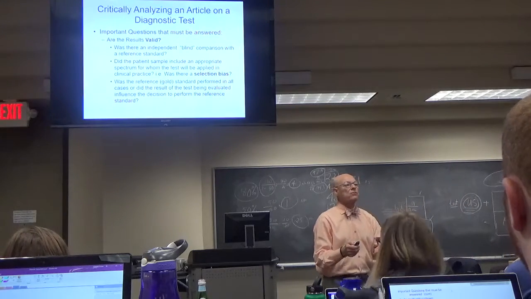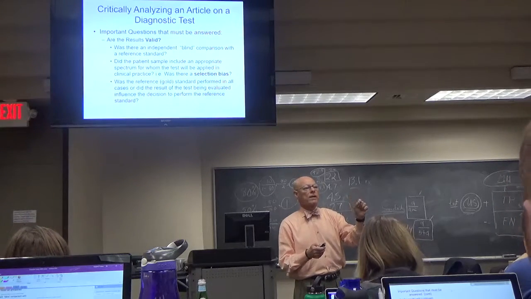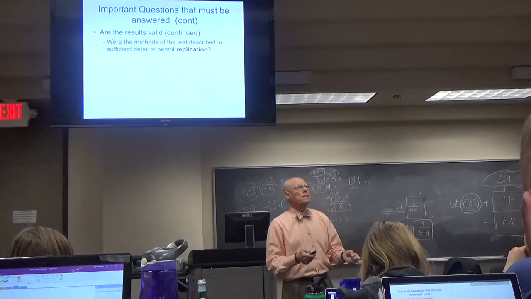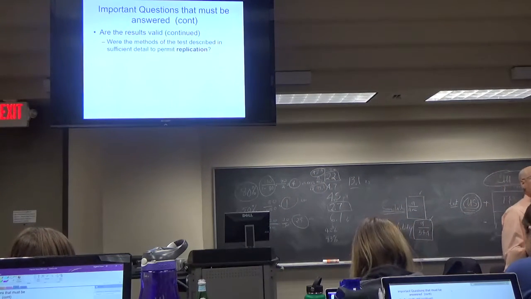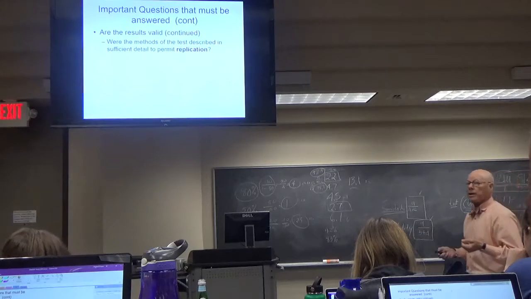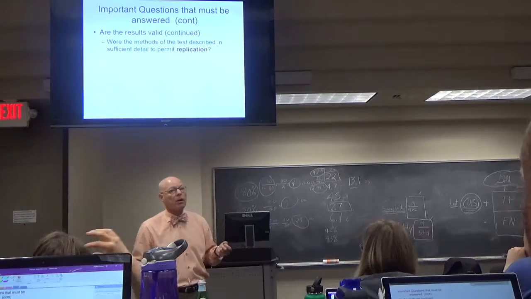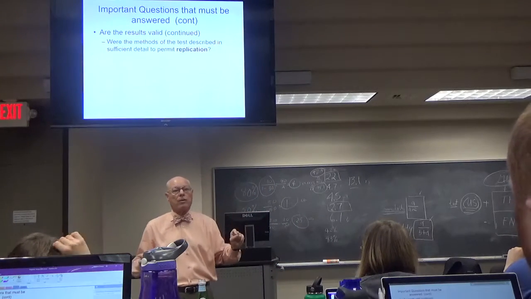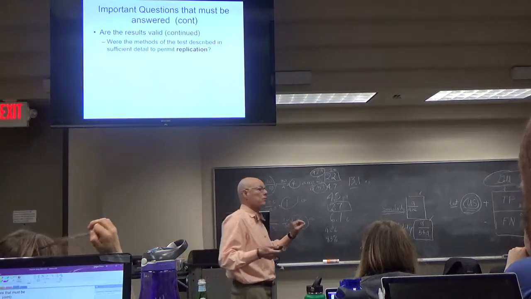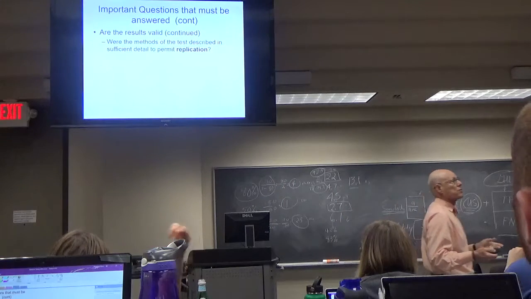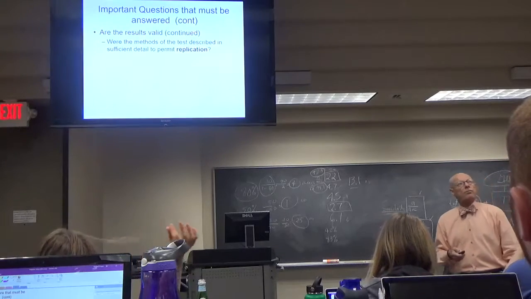The only way you can answer these questions is to read the methods clearly, because the researchers should have written down very clearly what they did. Were the methods of the test described in sufficient detail to permit replication? So the way we nail things down in medicine is that if I read something done at Duke, and I'm not quite sure that's right, I reproduce it at OU. But I have to reproduce it with the same methods they used, or I can't compare apples to apples. So, was it described well enough that I could repeat it?